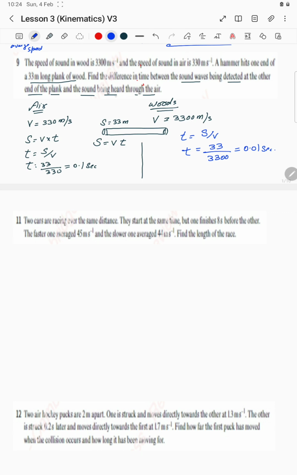So as we are looking for the difference in times, the difference will be 0.1 minus 0.01. Time can never be negative. So largest value minus minimum value will give us the result, that is 0.09 second. I hope it is clear. This is a simple question to be asked.